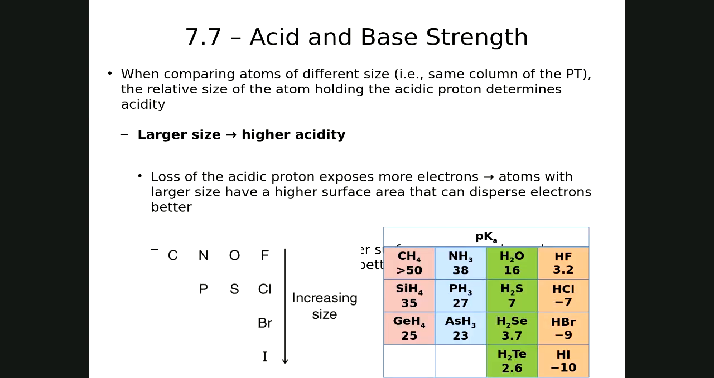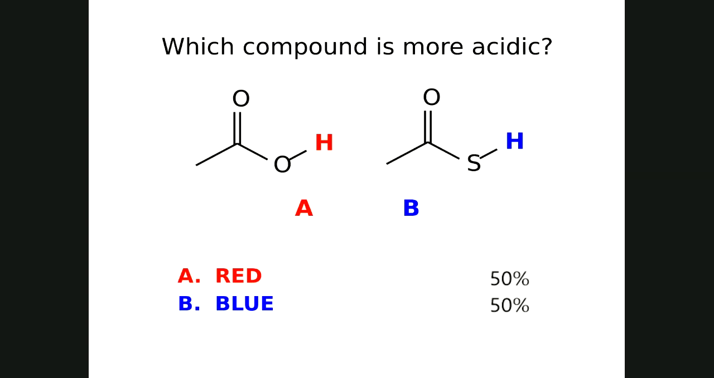Let me just go back to the last concept we talked about before we went on break, which is the concept of atomic size and how that influences acidity. The bottom line is that if you're looking at different acids and the atoms from which the proton is being removed have different sizes, then the one with the larger size will provide the more acidic compound. And we had left off talking about this particular question: which compound is more acidic?